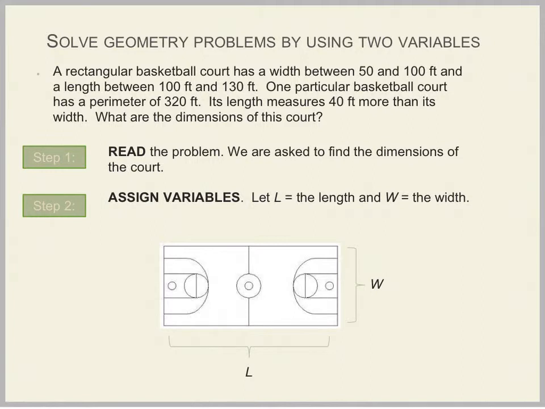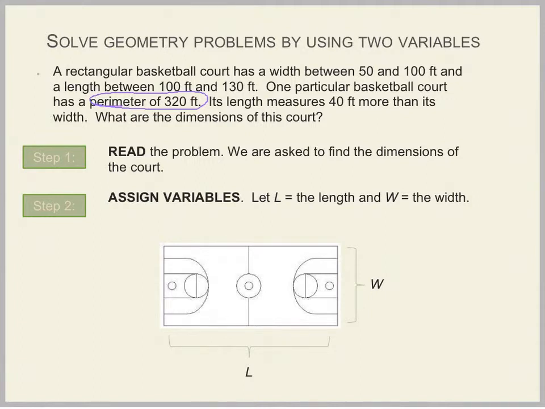Let's look at a geometry problem. A rectangular basketball court has a width between 50 and 100 feet, and the length is between 100 and 130 feet. This particular basketball court has a perimeter of 320 feet. And we're going to want to remember that perimeter means to add up all of the outside edges. If the length measures 40 feet more than the width, what are the dimensions of the court?